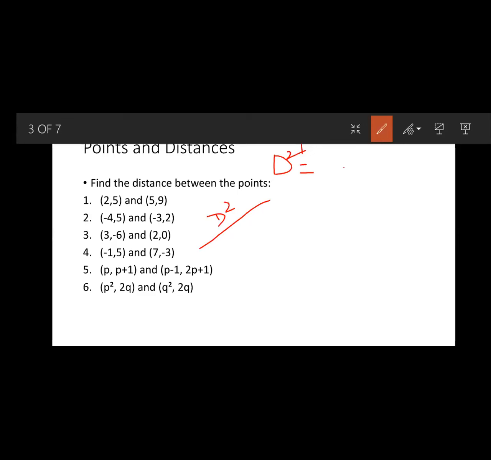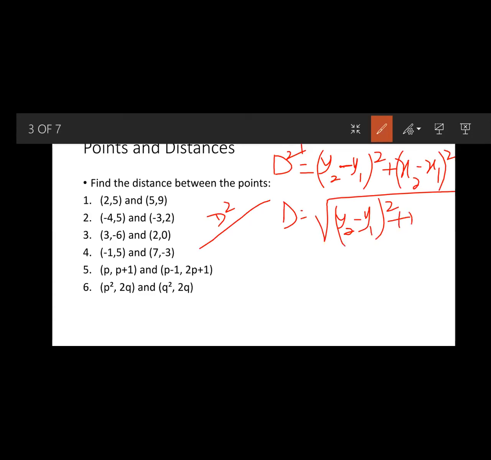The opposite that we could see there is y2 minus y1 squared plus the opposite squared, that's x2 minus x1 squared. So that is our formula. But by the time you are making d the subject of the formula, because that's d squared, it means d will be equal to what? The square root of y2 minus y1 squared plus what? x2 minus x1 squared. So the square root. That's the usual distance formula that you know.